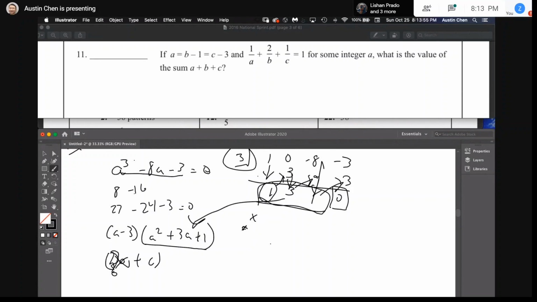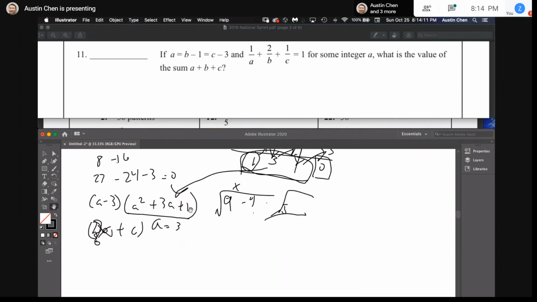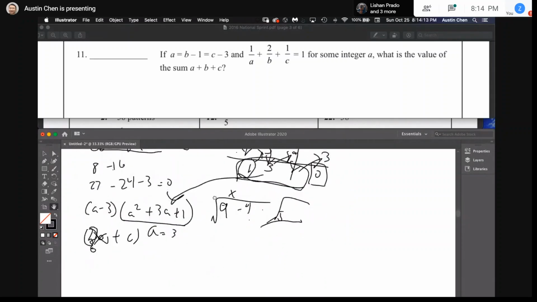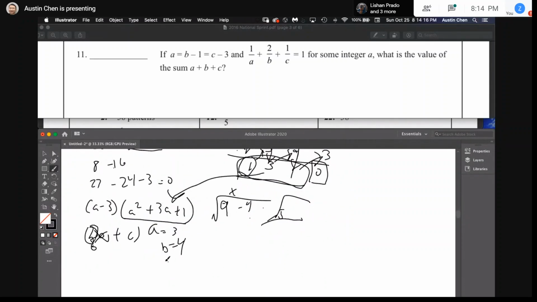If we use the quadratic equation, we have 9 minus 4 rooted, which is 5 rooted. So that's not going to be an integer, and we have to have an integer. That means a equals 3 is our only solution, which is very good because it tells us that a must equal 3. And so that means b equals 4 and c equals 6. So then their sum is 13. That was kind of long.